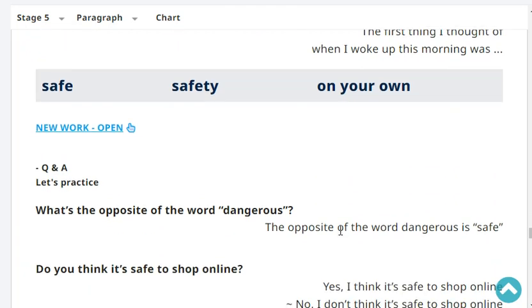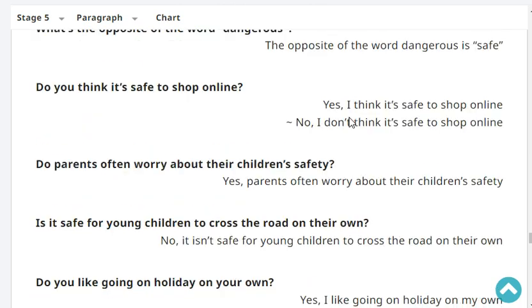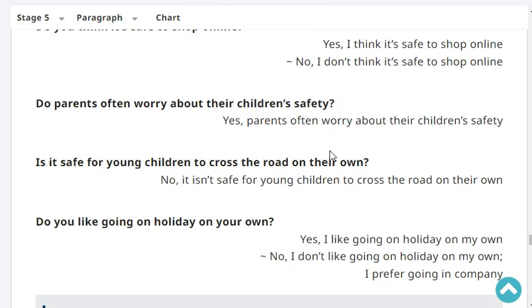Very good. What's the opposite of the word dangerous? The opposite of dangerous is safe. Do you think it's safe to shop online? Yes or no? No, I don't think it's safe to shop online. Do parents often worry about their children's safety? Yes, parents often worry about their children's safety. Is it safe for young children to cross the road on their own?